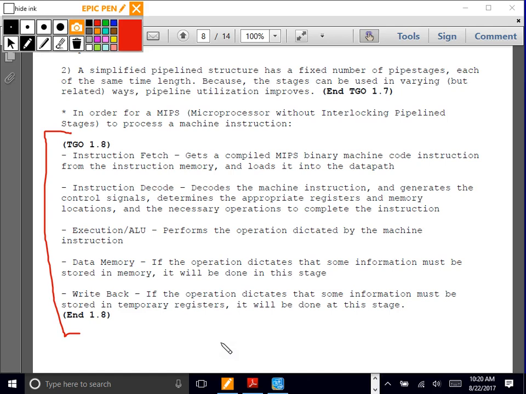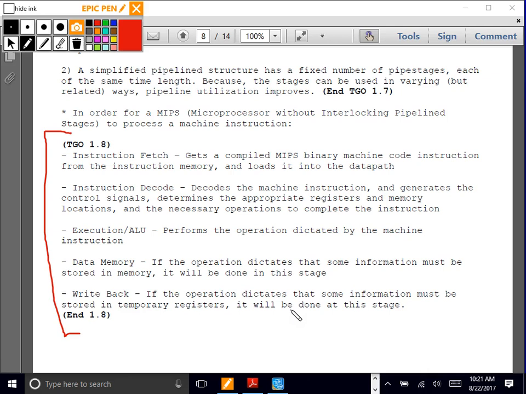The instruction decode decodes the machine instruction, and I gave you an example when I showed you that machine instruction example of the 32-bit values, right? The 6 bits indicating the opcode and the register values and then the function. Decodes the machine instruction and generates the control signals, determines the appropriate registers and memory locations, and the necessary operations to complete the instruction. So think about it this way. The instruction decode stage is what I was doing over here with y'all when I was describing registers, right? The opcode told me I was an R-type instruction, so I need registers. The function told me I'm addition. And then the three registers told me that you two would be the ones I needed for addition, and you were the one I needed to store the results in, right? So that's what all that means, is decoding the machine instruction. I know which one I needed to do.